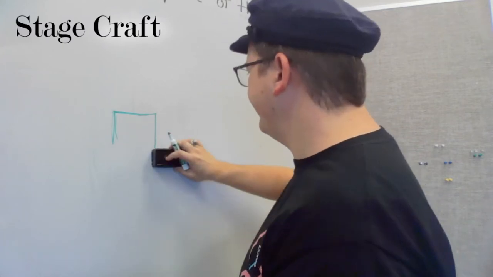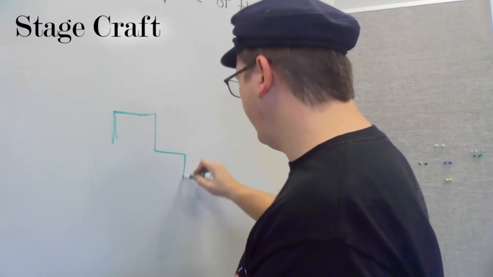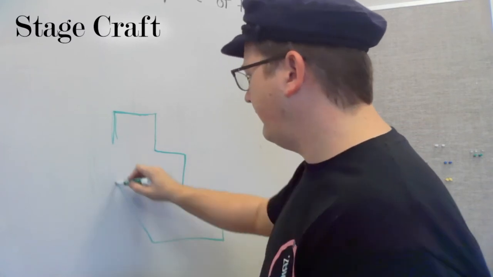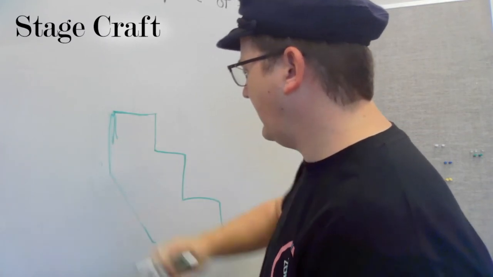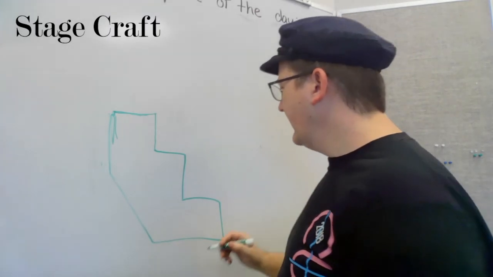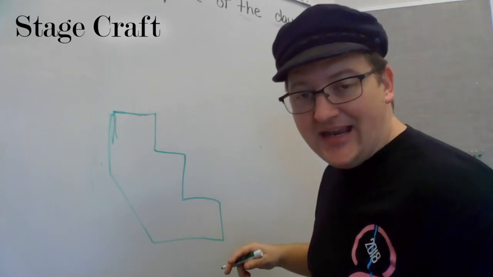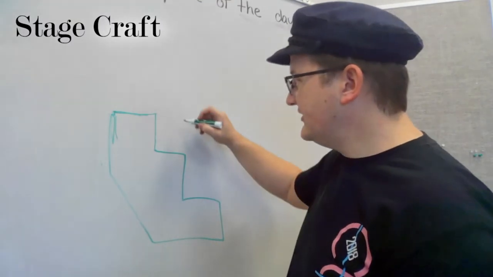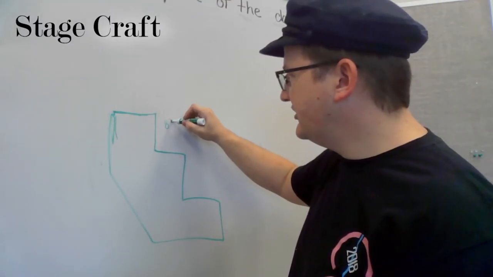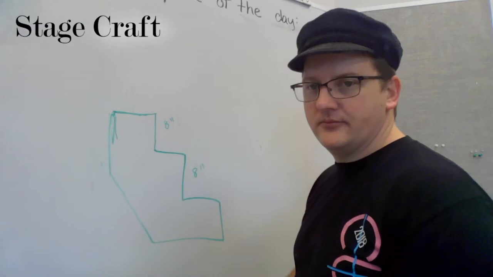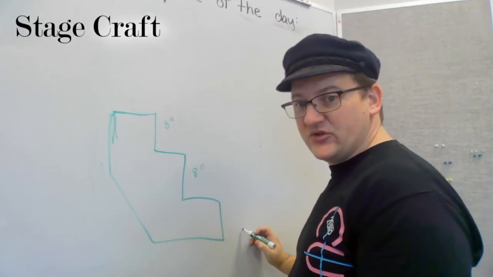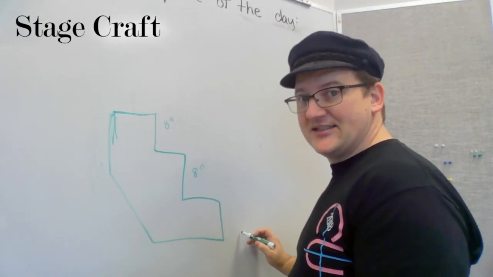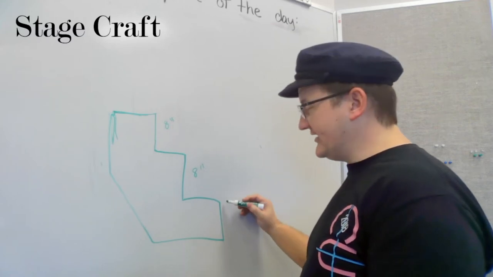What am I doing? Okay, here's my carriage. If these all need to be 8-inch rises, right? So 8 inches, 8 inches. What I need to do to cut this one is 7 1/4 inches, 3/4 less than 8 inches.